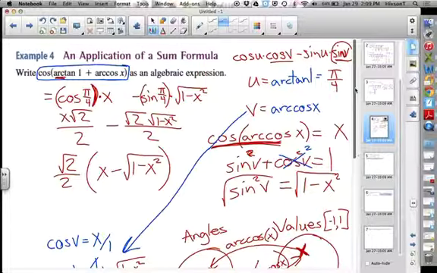So we're going to look at one more formula tomorrow. Again, you won't have to memorize it, but we'll look at one more formula tomorrow.